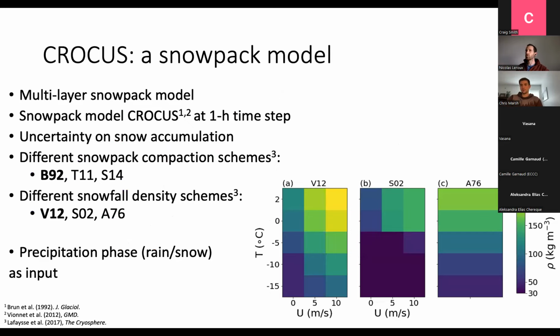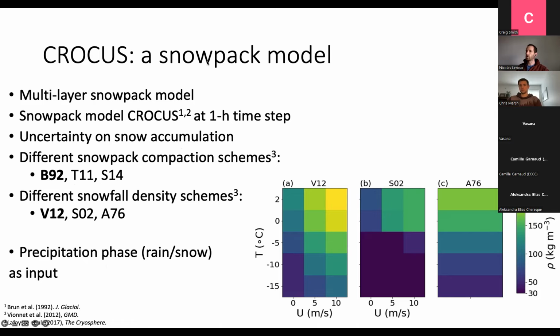And finally, I'm using the CROCUS snowpack model, which is a multi-layer model, which we are running at 1 hour time step. And what we're looking at in this study is the uncertainty on snow accumulation. For that, we are looking at 3 different compaction schemes. I'm not going to go into much detail; we can find them in the manuscript of Lafayette et al. 2017. But mainly B92 and T11 differ in estimating the snow viscosity, and S14 estimates snow compaction using a specific surface area for the first 48 hours of snow accumulation.